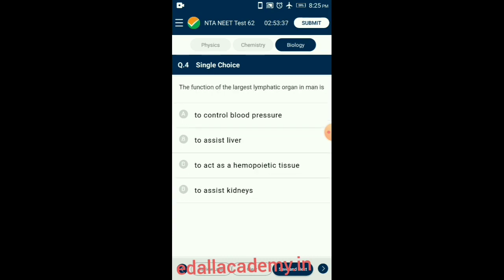Question number 4. The function of the largest lymphatic organ in man is. Spleen is the largest lymphoid organ in mammals and acts as a hemopoietic tissue because the synthesis of WBC takes place in spleen. The destruction and recycling of old RBC takes place here, and the spleen is also a blood reservoir. So the answer is option C, to act as hemopoietic tissue.